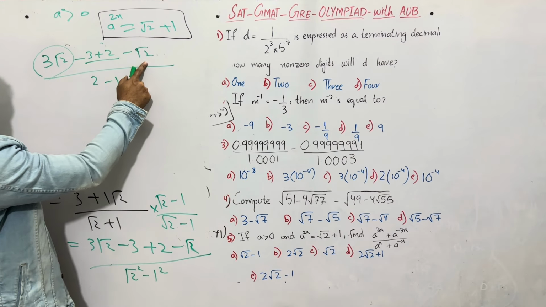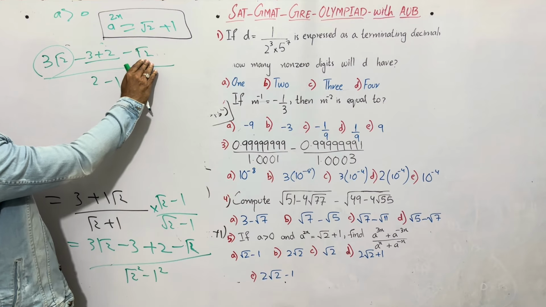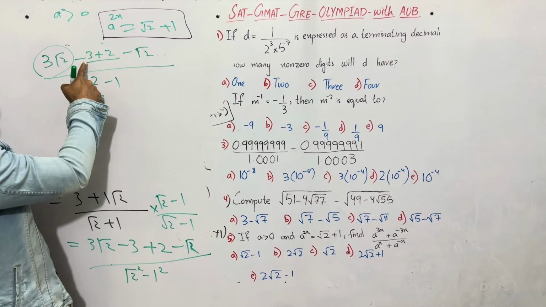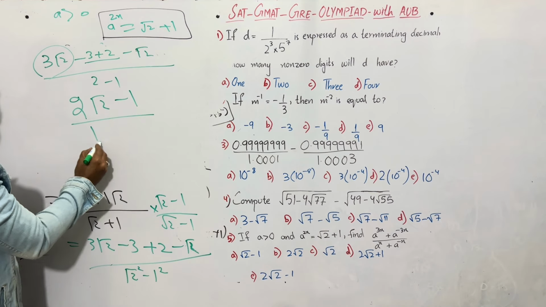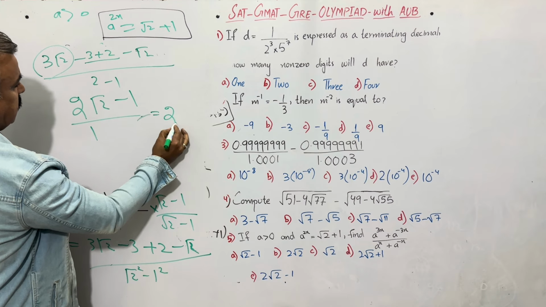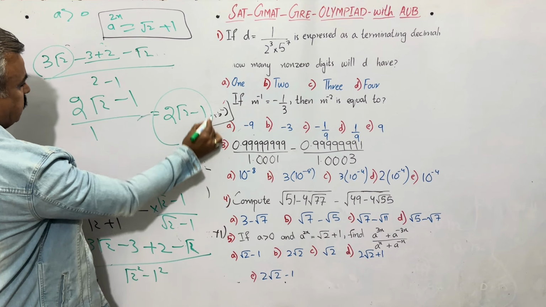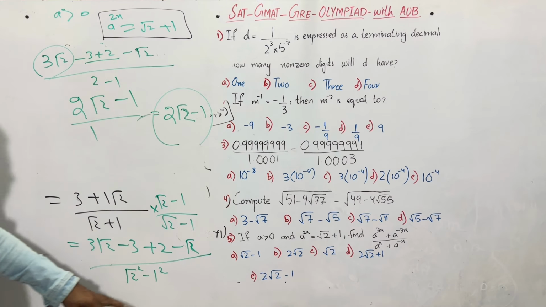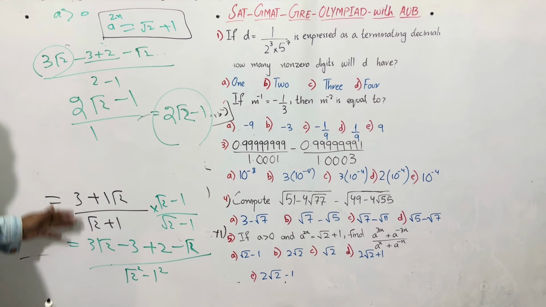3 under root 2 minus under root 2, like 3x minus x. We are left with 2 under root 2. And here minus 1 upon 1. Means our simple answer is 2 times under root 2 minus 1. So E is the right option in that case.